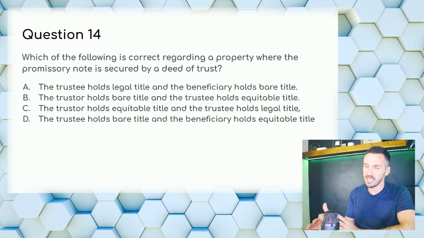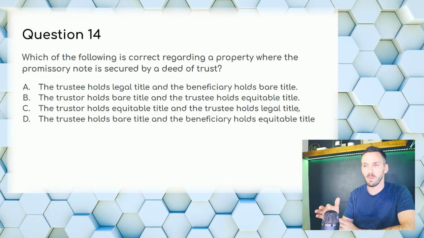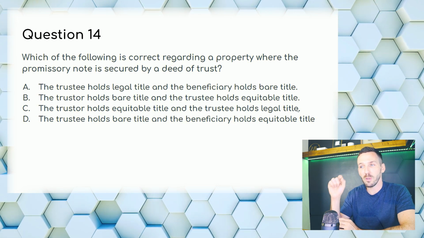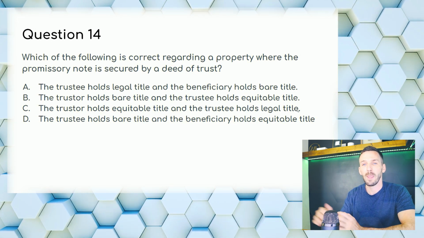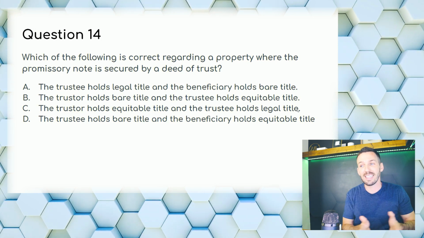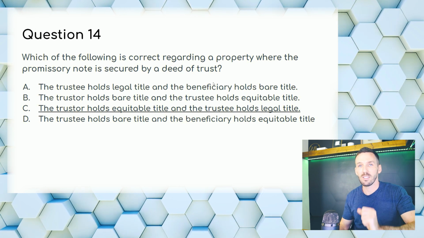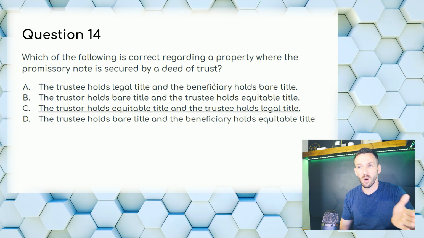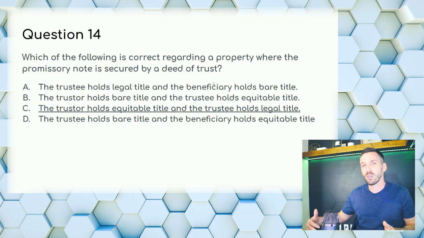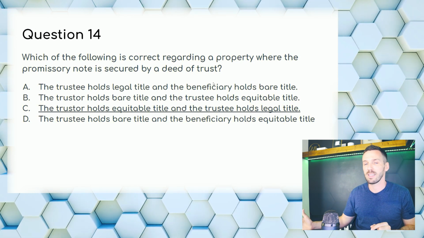So this is all memorization here. Sounds like gibberish when I'm just reading this out loud. But equitable title is for the homeowner, and the bank or third party has the legal title until you finish paying it off. Therefore, the answer is C. The trustor holds equitable title and the trustee holds the legal title until it's paid off.